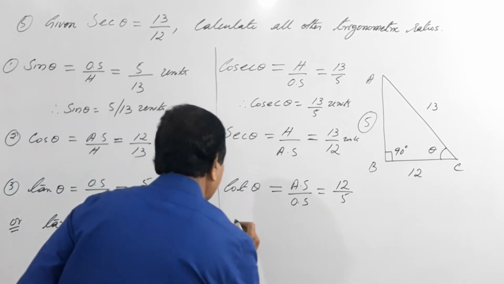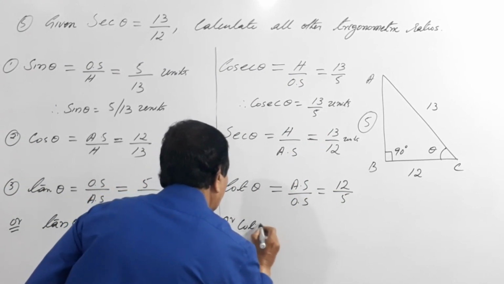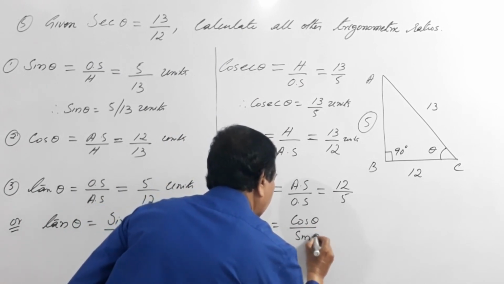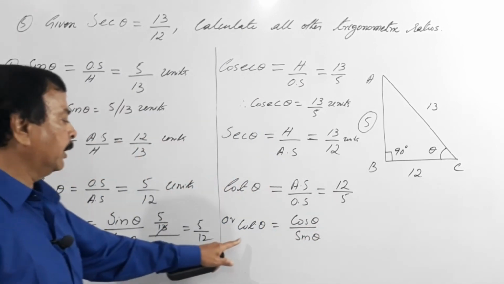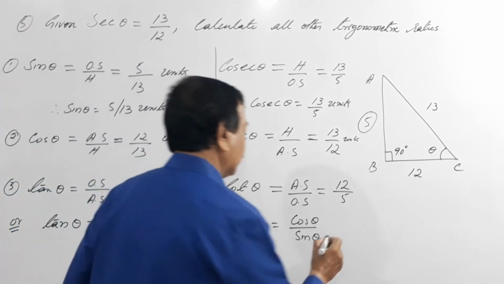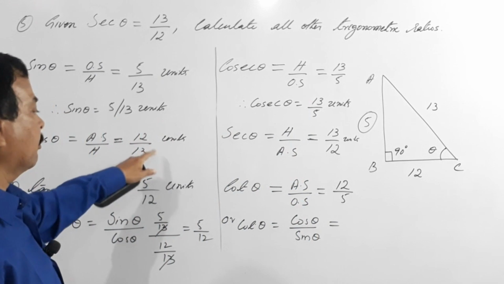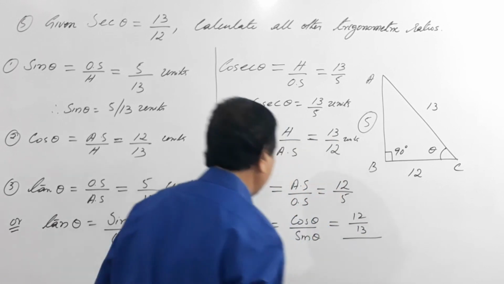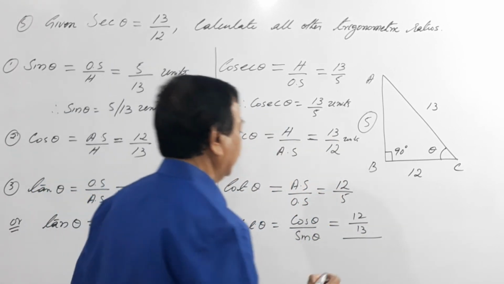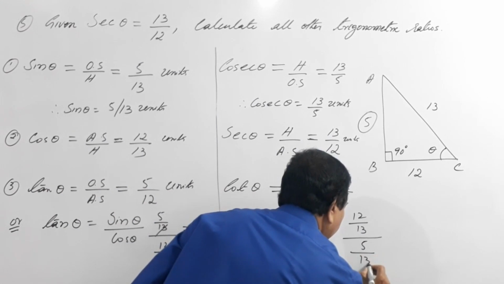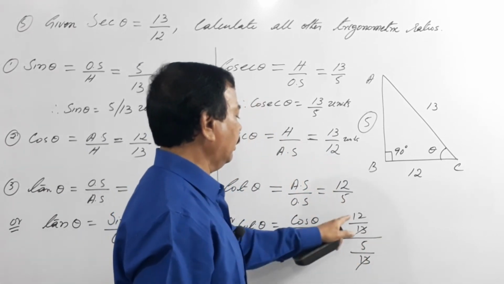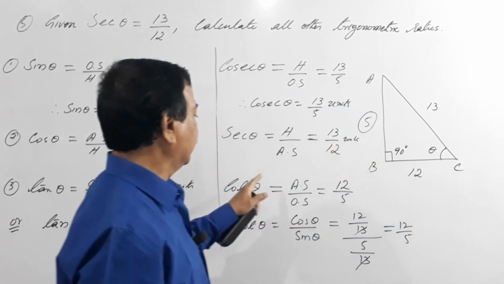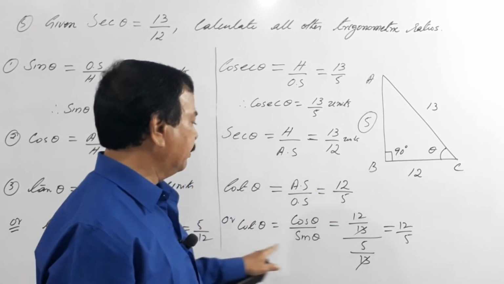One more method. Cot theta equals cos theta by sin theta. Here tan is sin by cos, but cot is cos by sin. So what is cos theta? Cos theta is 12 by 13, divided by sin theta, 5 by 13. The denominators cancel, so what is left is 12 by 5. So in this method also cot theta is 12 by 5.